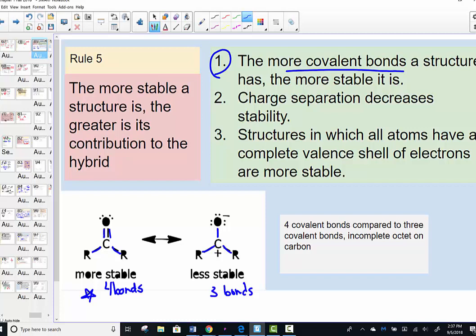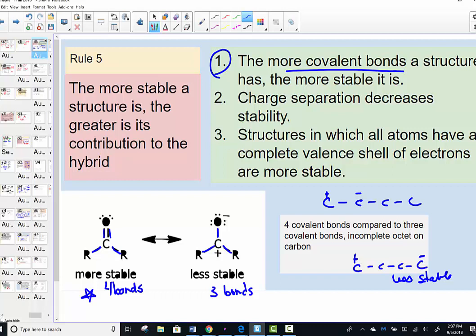Number 2 says charge separation decreases stability. So if I have a carbon chain and I have, for whatever reason, a positive cation on this carbon and a negative carbanion here, for whatever reason we're having a reaction occur, they're right next door to each other. Whereas if I have a 4-carbon chain and I have a positive separated by a great distance from the negative to balance that charge, that's less stable. The charges should be next to each other to help stabilize the compound.